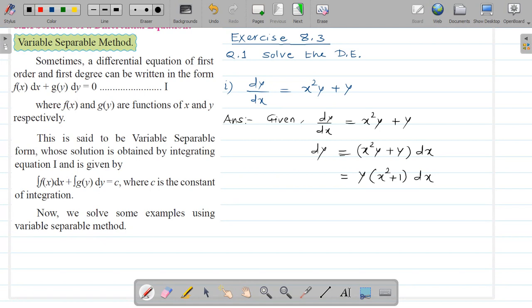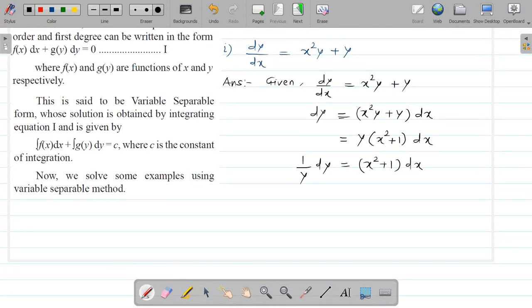Now if you transfer this y to the left hand side, then you will get 1 upon y dy is equal to x square plus 1 dx. So the separation of variables is completed now. Now we will integrate both sides. So integrating both sides after this separation, what will you get? The integration of 1 upon y dy is equal to integration of x square plus 1 dx.